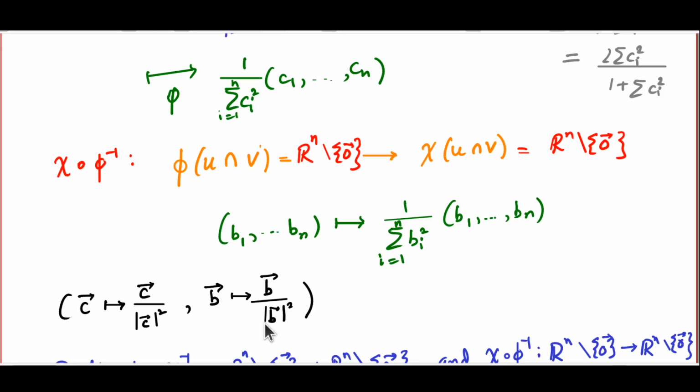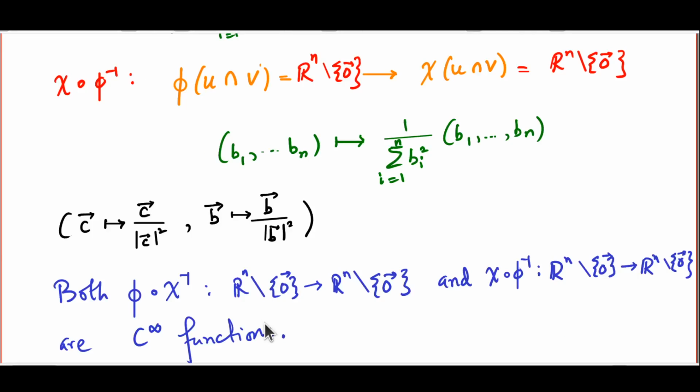The important point here, as far as we are concerned, is that the transition maps, phi composite chi inverse and chi composite phi inverse, are both smooth functions. They are differentiable as many times as you want. And so these two charts, the two stereographic projections, are actually C infinity compatible.